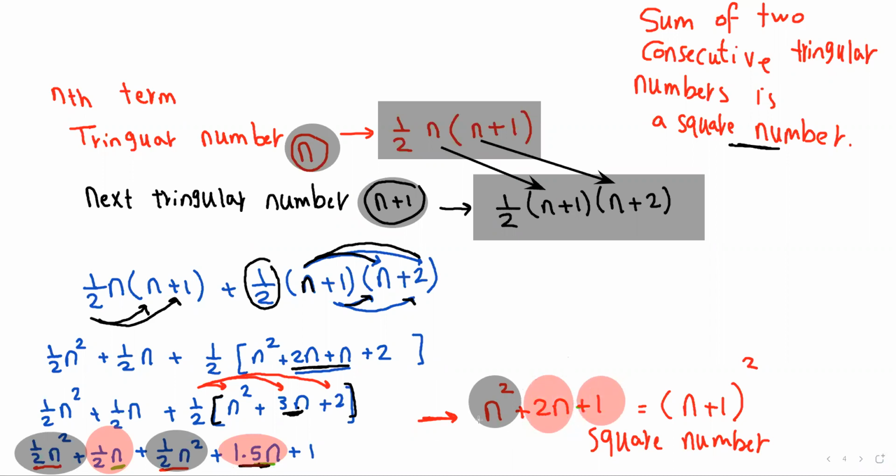You know, this expression can be written in this form: n plus 1 to the power of 2. And because this value is raised to the power of 2, that means any value raised to the power of 2 is a square number. Like when I say 8 to the power of 2 equals 64, and 64 is a square number. That's it.